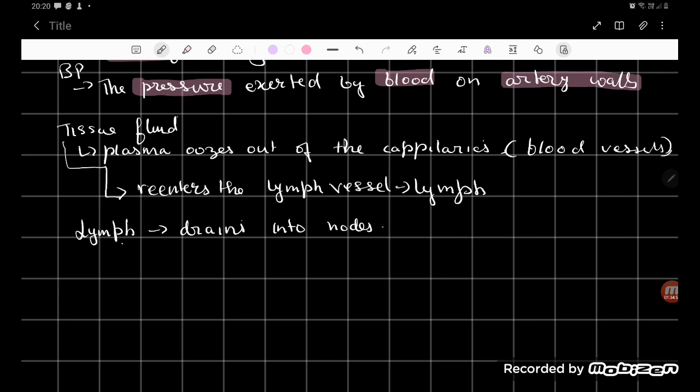So lymph drains into nodes called lymph nodes. Pure lymph is created. Technically, fresh lymph, not pure lymph, fresh lymph is created again. So it's technically kind of a recycling system.